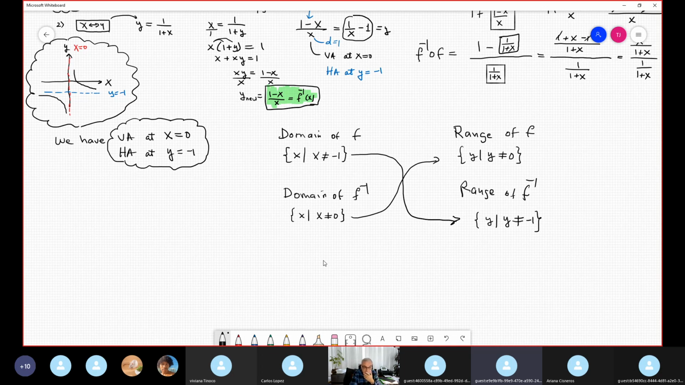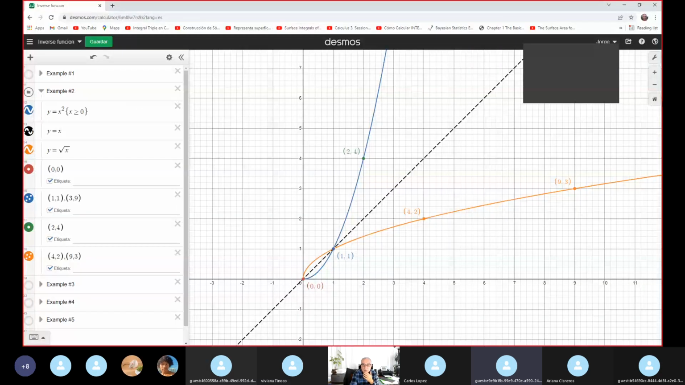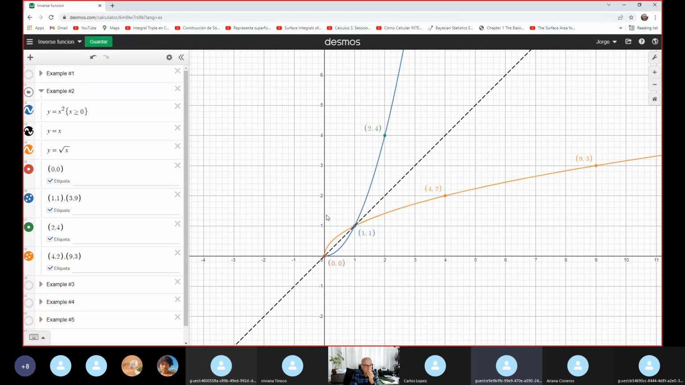Now, let's move into Desmos to see the graph, because in this case, it's a little bit more complicated doing by hand, no? But I prepared Desmos to understand more clearly. Okay, let me know if you see Desmos or no. Do you see? Do you see it now? Yes. Okay, super.